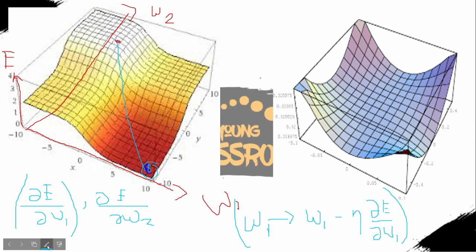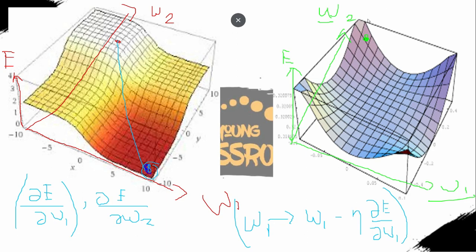Let's consider this situation, for example. Here this is my error surface, this is my error axis, this is my weight 1 axis, and this is my weight 2 axis. Initially I've chosen my weights w1 and w2 such that my error is at this point, and I want to minimize this error. So basically what I will be doing is moving along the points where my error is minimized.